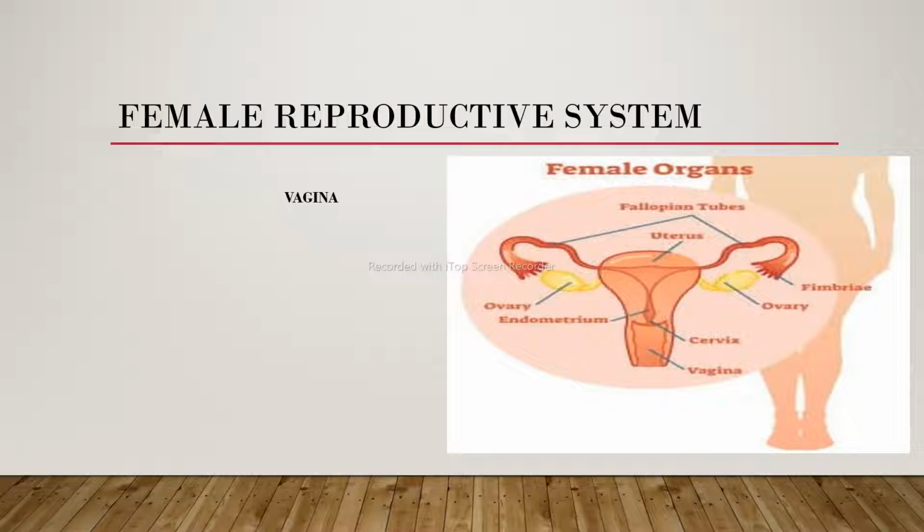So it comprises the external genitalia of the female. Next is the cervix. It's the lowest region of the uterus. Next is the endometrium. Endometrium is the innermost lining layer of the uterus. Next are the ovaries. Ovaries are small oval-shaped glands that are located on either side of the uterus. Next is the uterus. It's a hollow, pear-shaped organ that is home to a developing fetus.